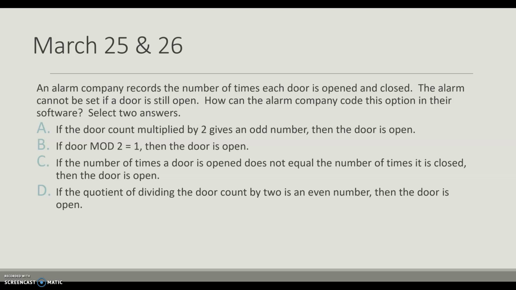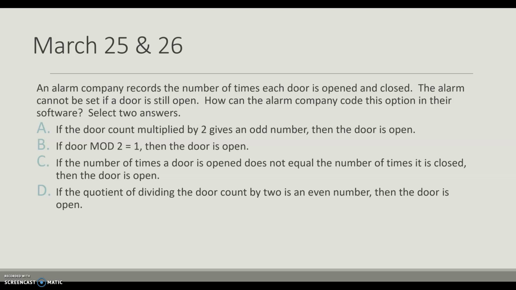Okay, did you come up with options B and C as the correct options? If one variable counts the number of door openings and closings, then modular math, which gives the remainder after division, can determine if a number is even or if it's odd. An odd number would mean a door is open.